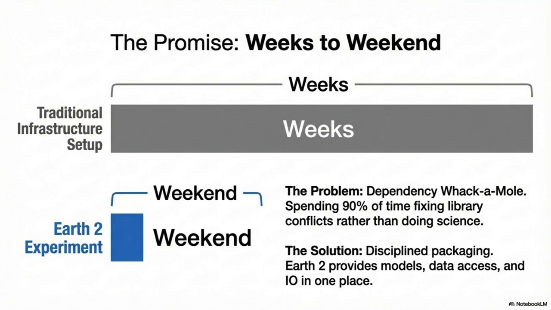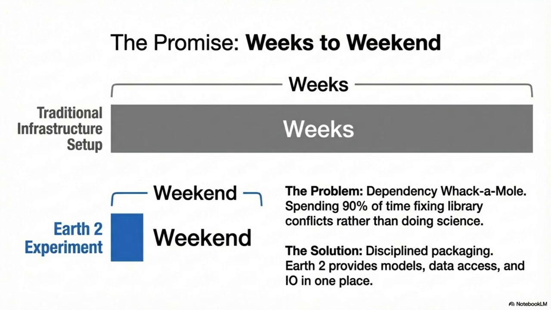Yeah. But in the scientific Python world, there's this problem that people call dependency whack-a-mole. Dependency whack-a-mole. I like that. Yeah, it's when you spend 90% of your time just trying to get all the software libraries to talk to each other. You fix a NumPy version over here, and suddenly your Torch version breaks over there. So you're spending more time being an IT guy than a scientist. Exactly. The value here isn't magic. The guide calls it discipline packaging. It brings the models, the data access, and the I/O tools into one place, so you're not hunting for missing parts.